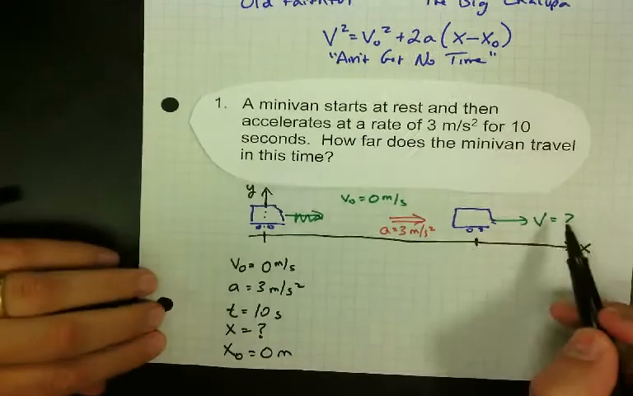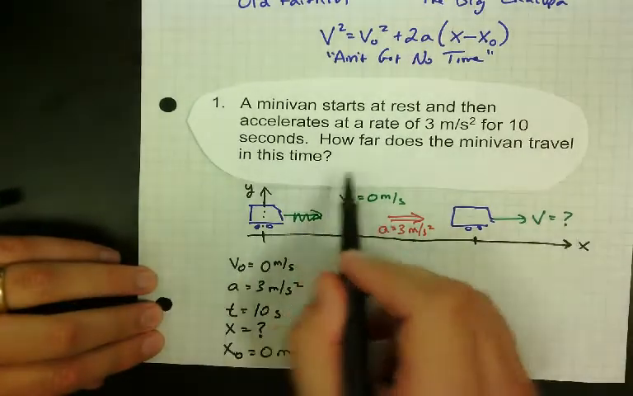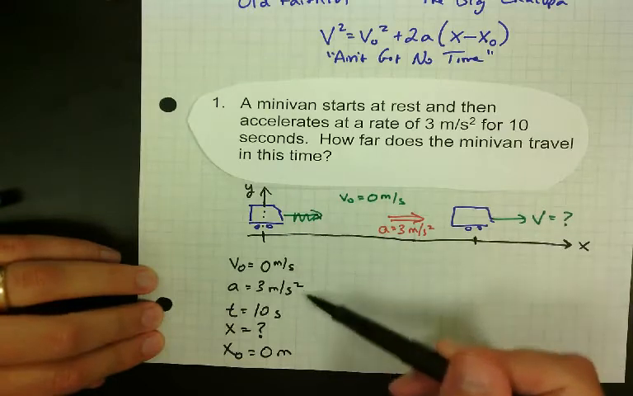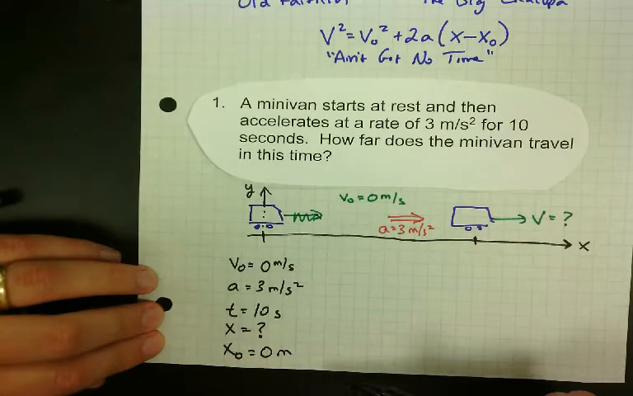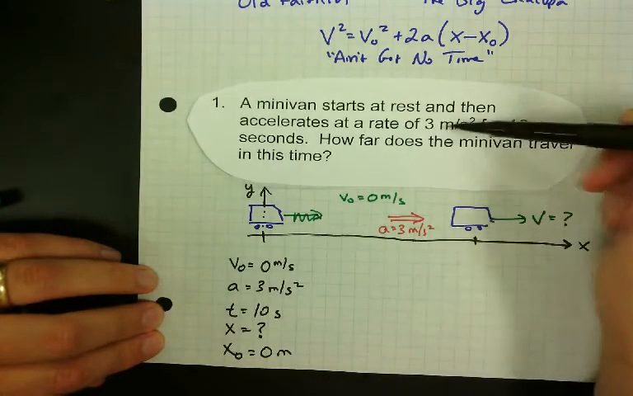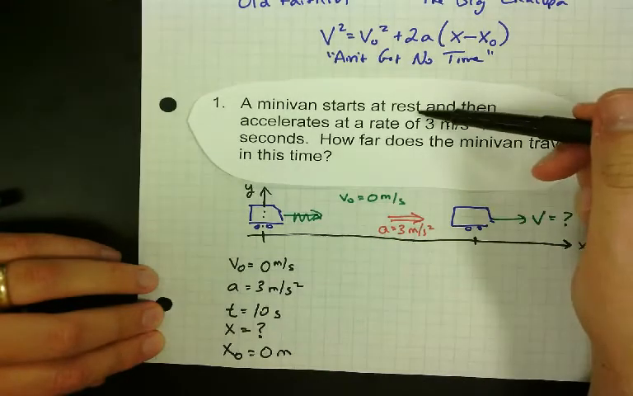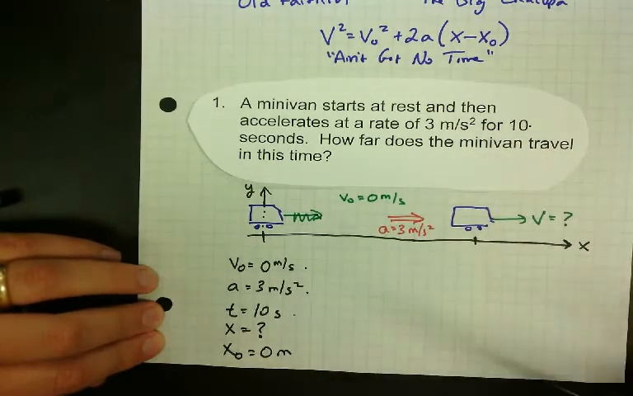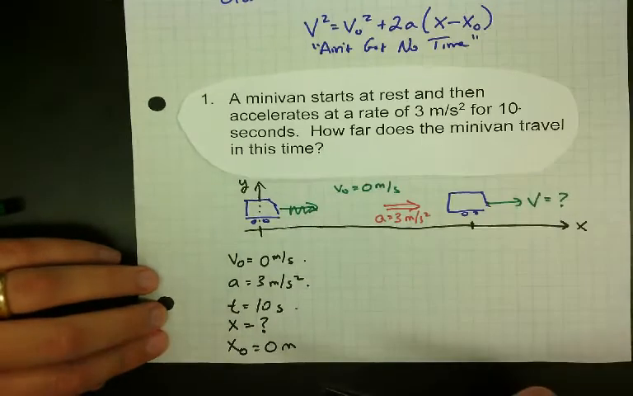You'll notice I did not put v as an unknown because I'm not asked for it, right? I only write down the things that I'm directly told or that I'm looking for. So I'm directly told acceleration, time, and that I start from rest. And I'm looking for how far. So I'm looking for x.